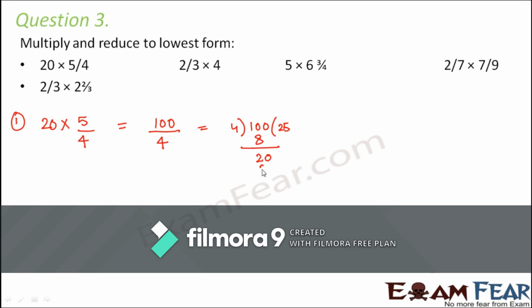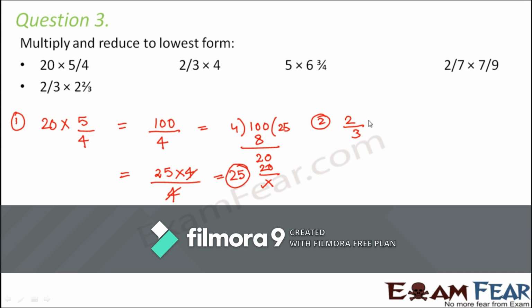2, then you have 0, 5 is 20. So basically 4 into 25 is equal to 100, right? So this 100 by 4 can also be written as 25 into 4 divided by 4. So 4 and 4 will cancel out, and you are left with 25. So 20 multiplied by 5 by 4 is equal to 25.